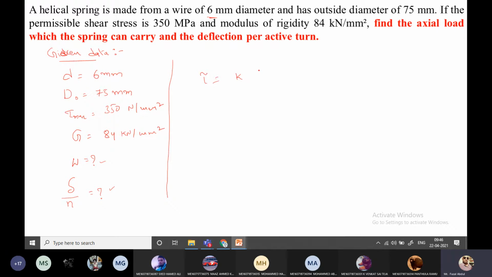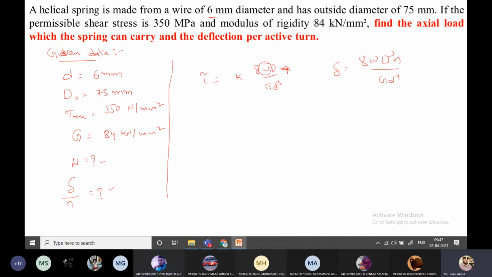So what is the equation? 8WD by pi d cubed, into dq. Sorry, this is not in here. So this is the equation we have. Here W is there. Another equation we have is deflection delta equal to 8W D cubed into N by G d power 4. This is another equation we have.